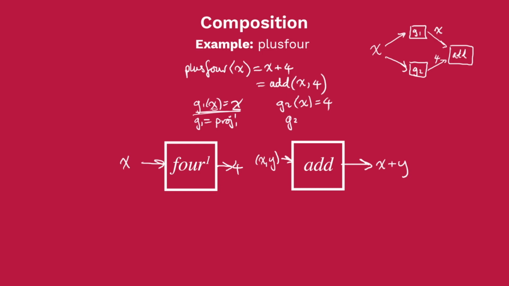g2, we've seen this before as well. In fact, it's right here. It's just our constant 4 function. So what we're left with is to express this as a composition. I encourage you to pause the video and see if you can write this out yourself. And so let's do this now. So +4 is add composed with proj 1, 1 and our constant 4 function.